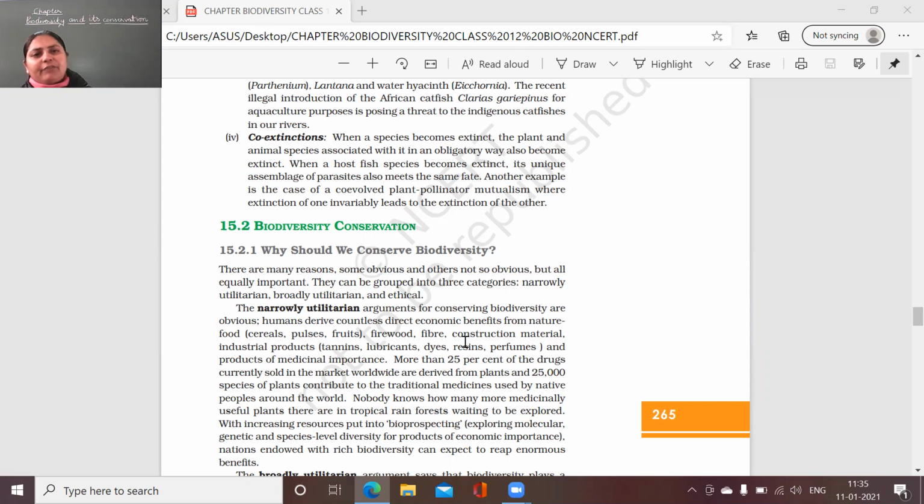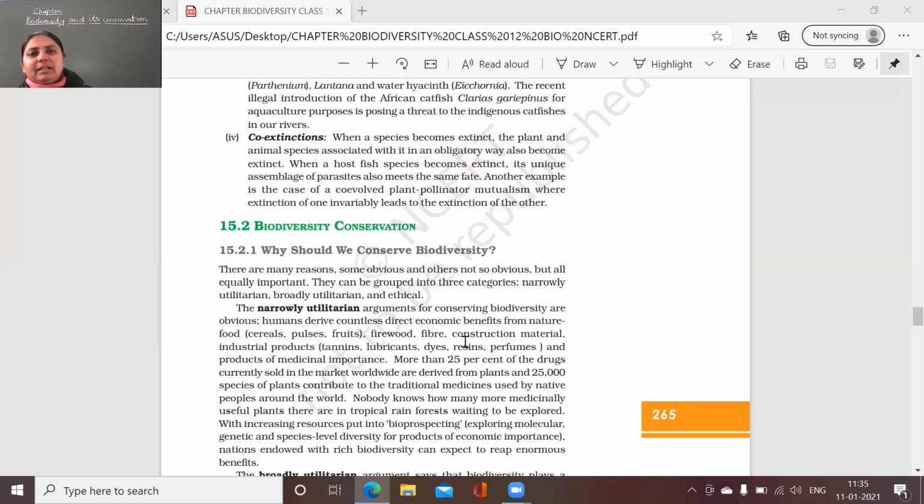ठीक है, तो अब वो कहते हैं कि why there is a need to conserve biodiversity. तो here he has discussed many reasons. कहते हैं कि sometimes to conserve biodiversity is an obvious reason for us. ठीक है, we have certain demands which get fulfilled by these species. So because of that reason, we thought that we have to conserve biodiversity.